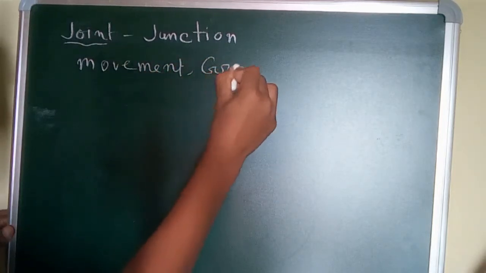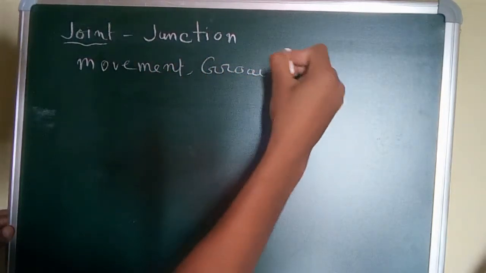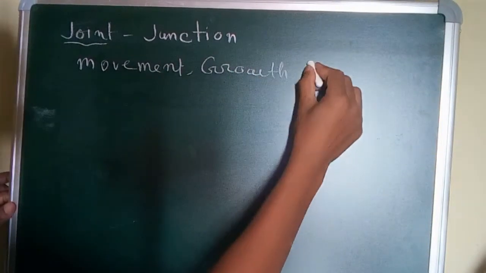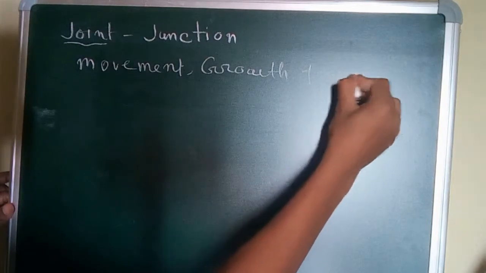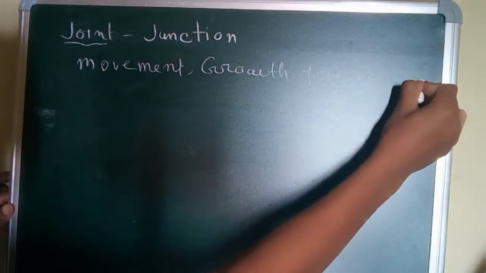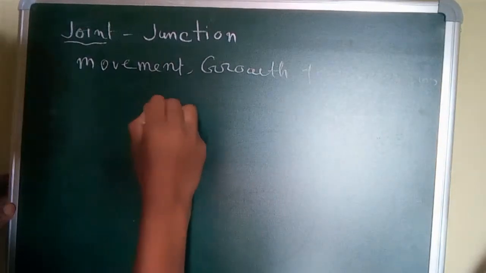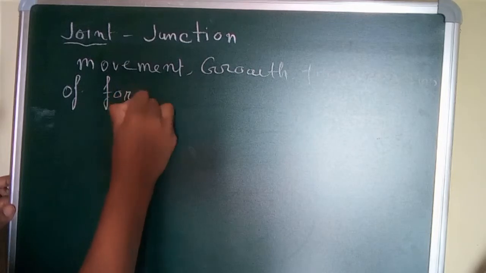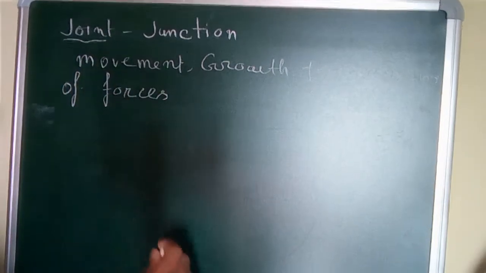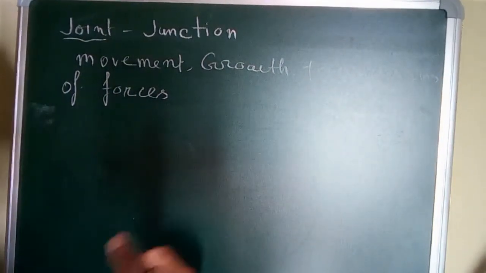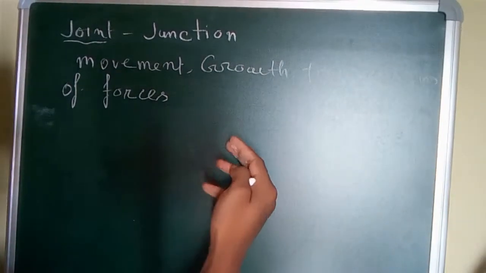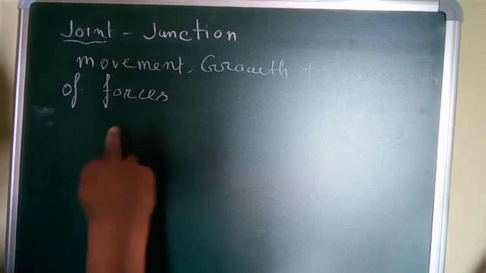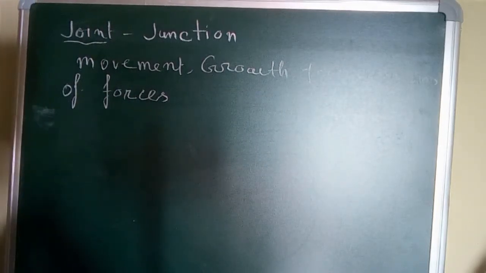growth, and the transmission of forces. So a joint is a junction between two or more bones. It can be two bones or more than two bones, and it's responsible for movement, growth, and transmission of forces. So, types of joint.